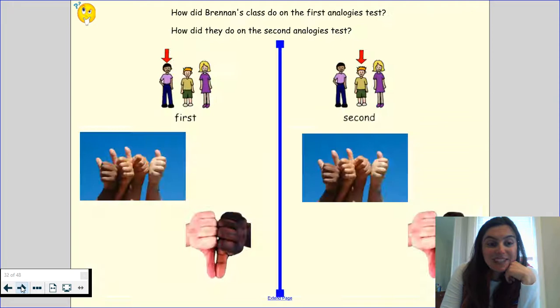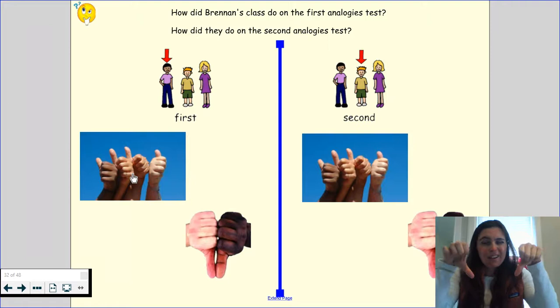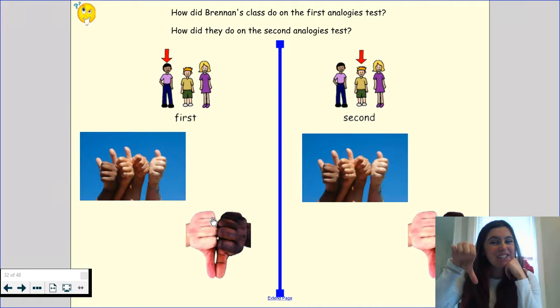How did Brennan's class do on the first analogies test? So here's the first test. Did they do good or not as good? Not as good. How did Brennan's class do on the second analogies test? Did they do good or not as good? They did good.